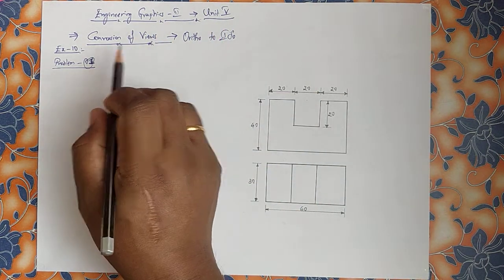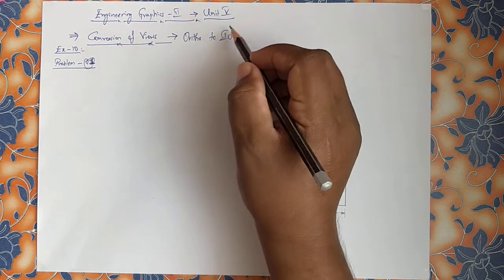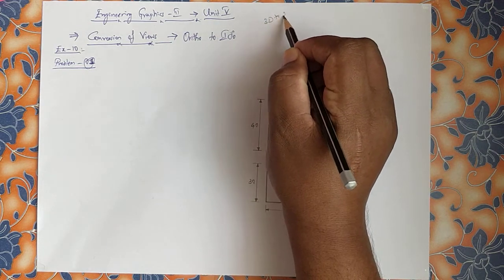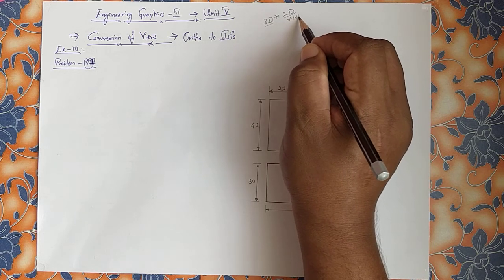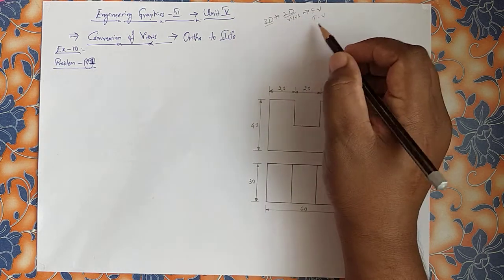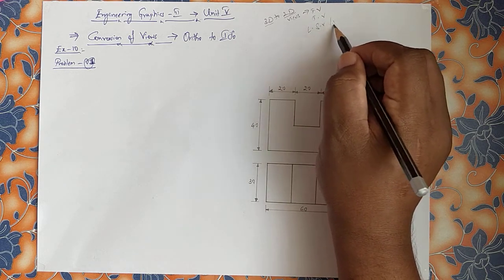We are actually at conversion of views. Previously we have discussed conversion of views from iso to ortho, nothing but 3-dimensional to 2-dimensional views, with respect to front view, top view and side view. It may be left side view or right side view.